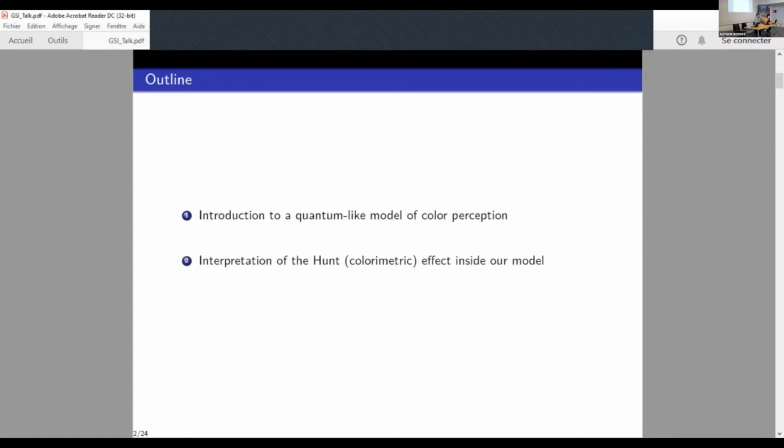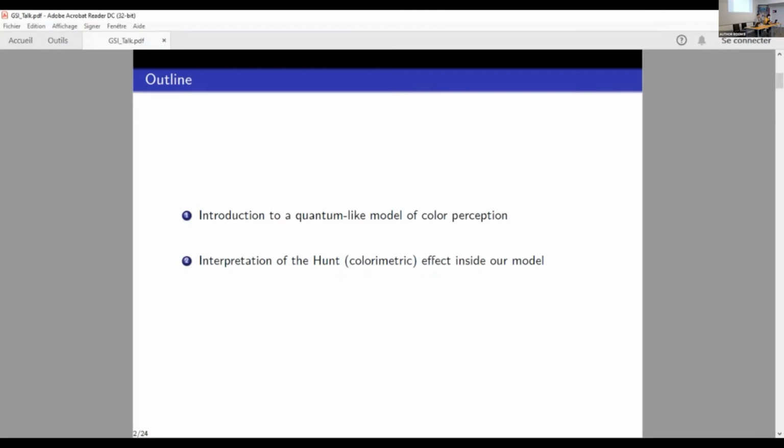Two years ago in Toulouse, we introduced this idea that color perception can be studied through a quantum-like framework. And we got some advances in these two years. In the first part of the talk, I will present some results that we obtained, which, by the way, are fundamental in order to understand how to interpret and study the Hans colorimetric effect inside our model.